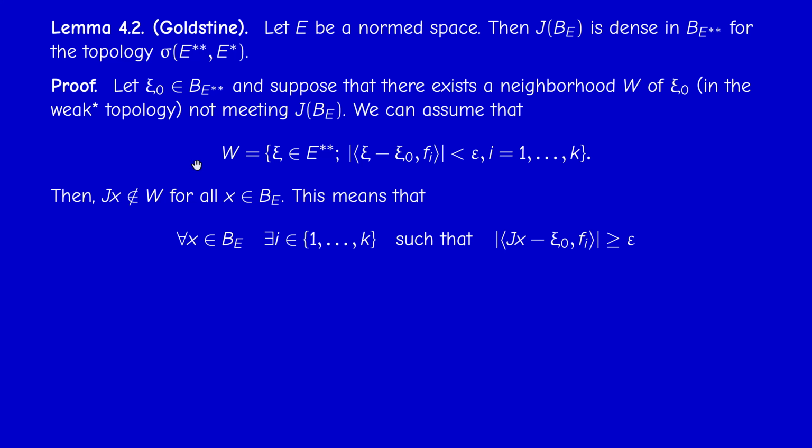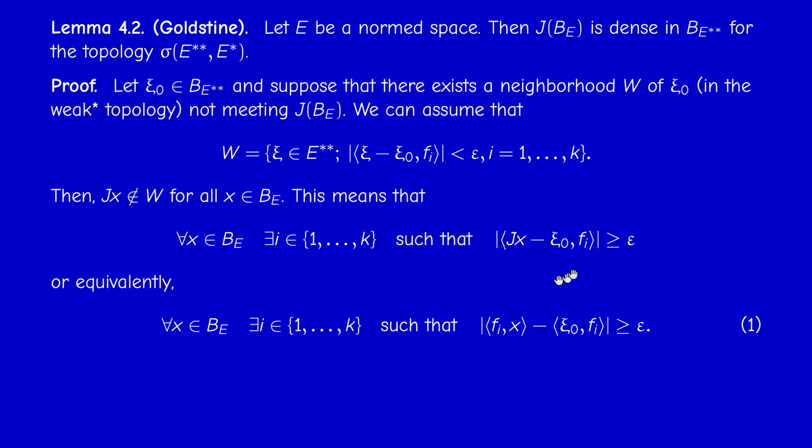What does it mean? It means that it's not in this neighborhood. So we have to negate this. It means that for every x in BE, there exists an index i from 1 to k such that the absolute value of Jx minus xi0 at fi is not less than epsilon. So it's bigger or equal than epsilon. We just replace xi by Jx.